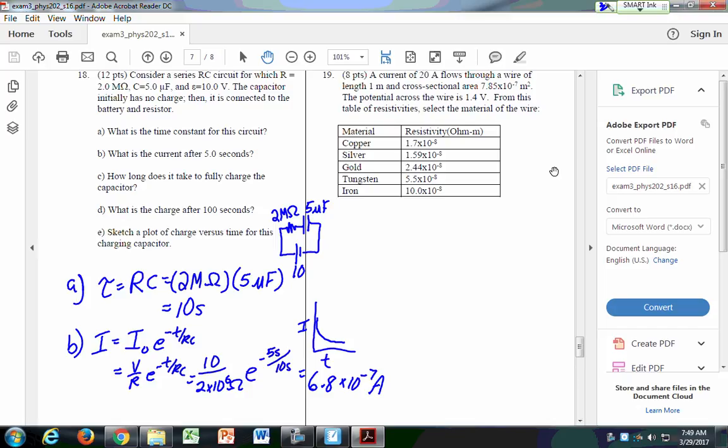And then I want to know how long does it take to fully charge the capacitor? Well, y'all can probably tell me that right off because we already have our time constant. It was 10 seconds. So this is going to be 10 times tau, or 100 seconds. D is what is the charge after 100 seconds. Now, with the charge of a charging capacitor, the charge is increasing. So that's going to be a growth function.